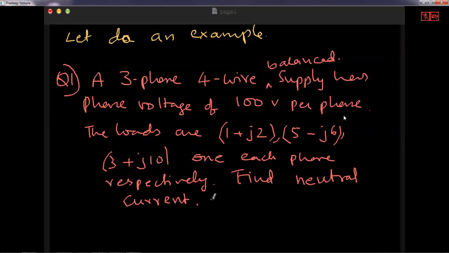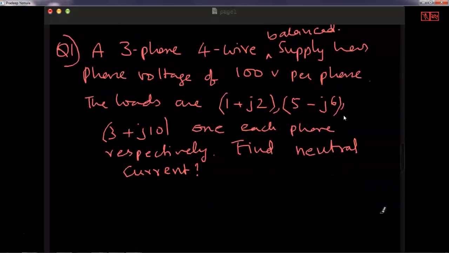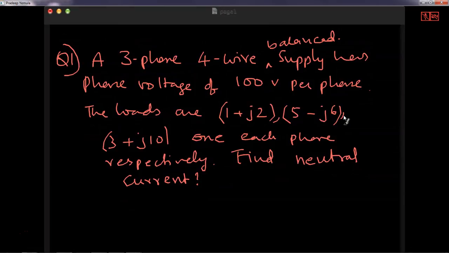So can you try to solve this? I'll give you maybe 2 minutes. Just read the question and see what you can do about it. Just take a couple of minutes. Think about the question. Also find the line currents.